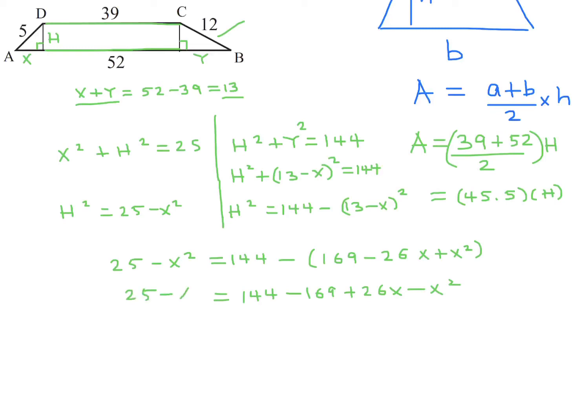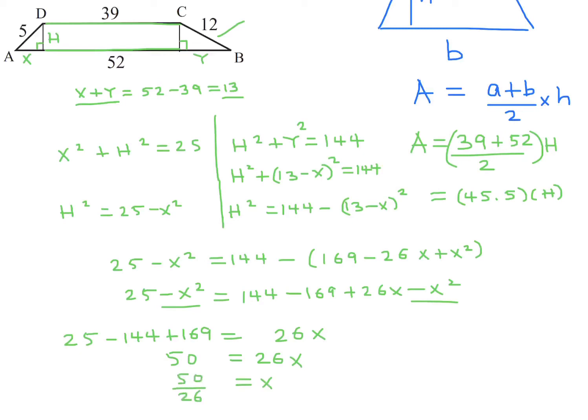And then the minus x squareds cancel on both sides, and therefore we can put all the numbers on one side. So 25 minus 144 plus 169, like that. So this becomes 50, 26x, and therefore x is 50 over 26. All right, and I think we're very close to figuring out h. We can use this formula right there.